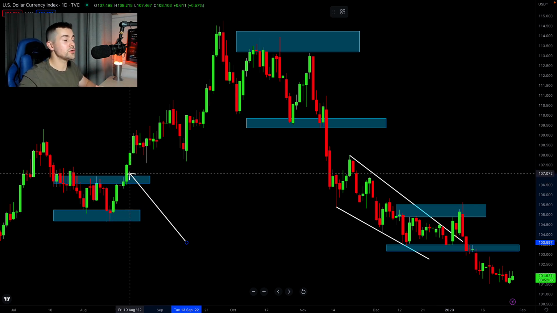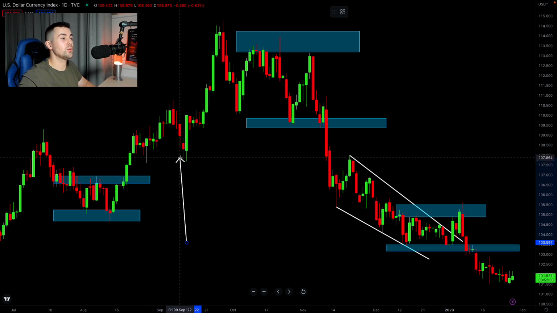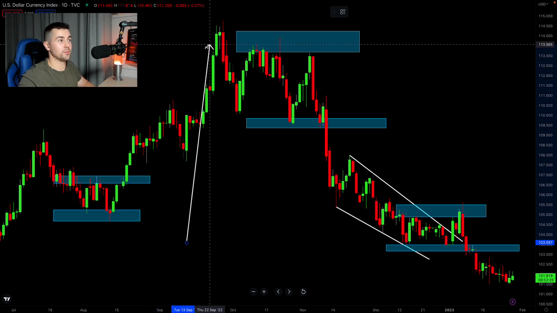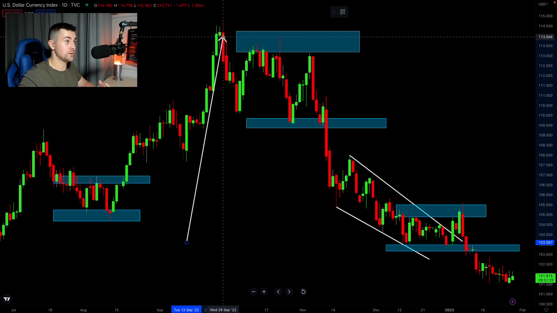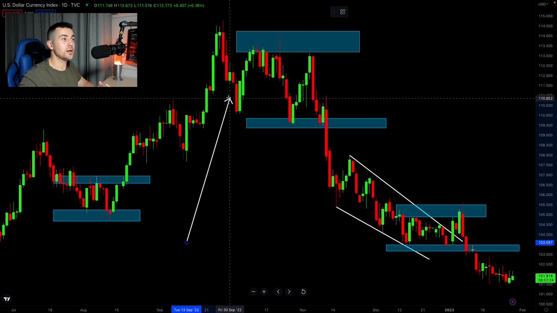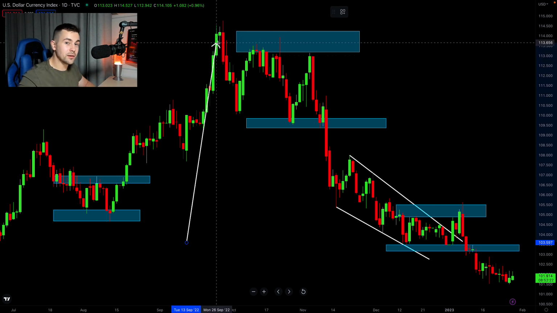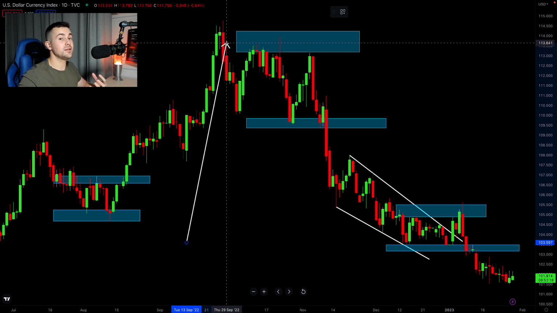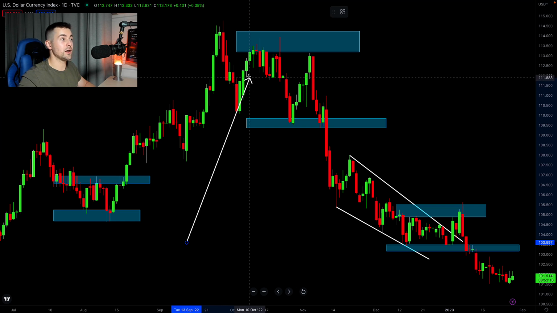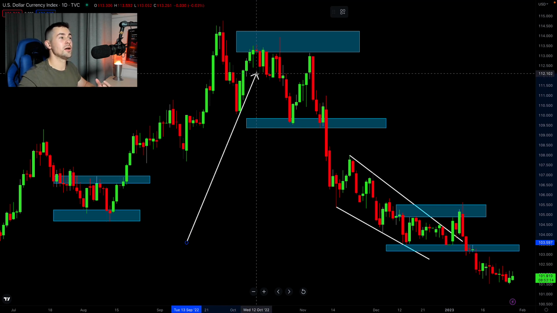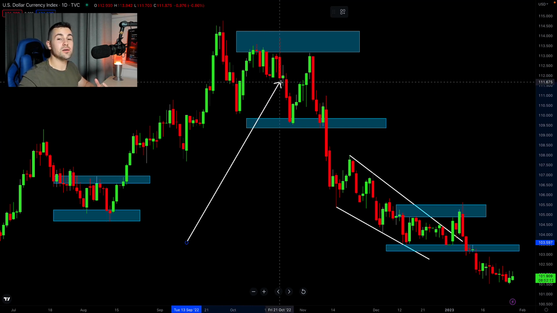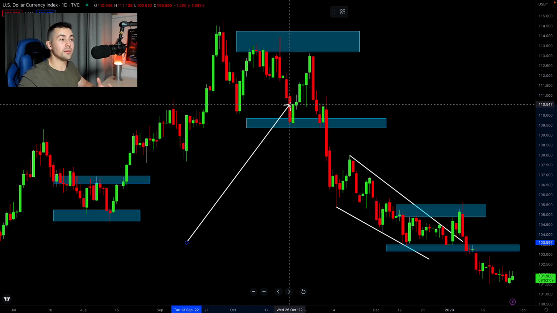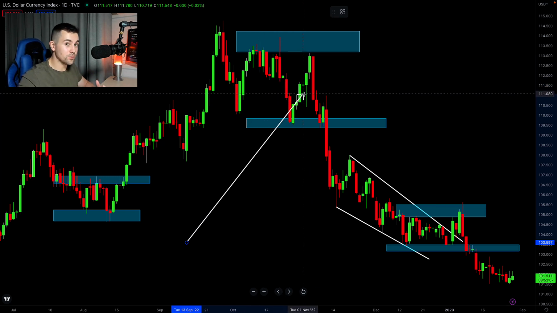But then the range was broken to the upside, and here we saw a high bullish momentum, and it was the acceleration stage. Then the market started to slow down, the momentum started to slow down, and it was the deceleration stage. And the deceleration stage quickly turned into the accumulation stage again, and the momentum became slow again.